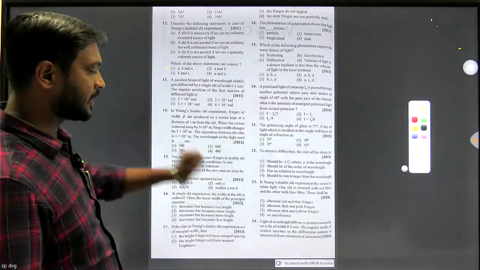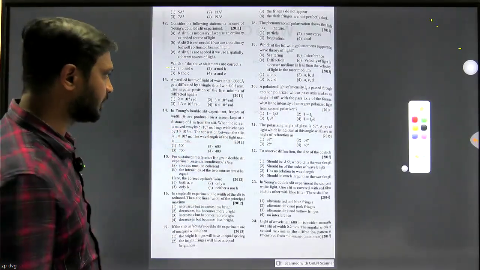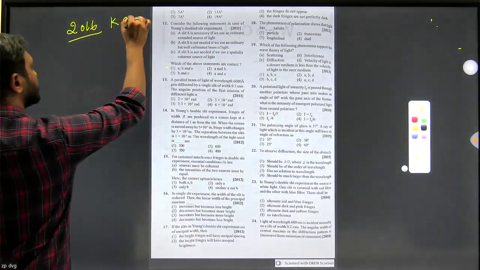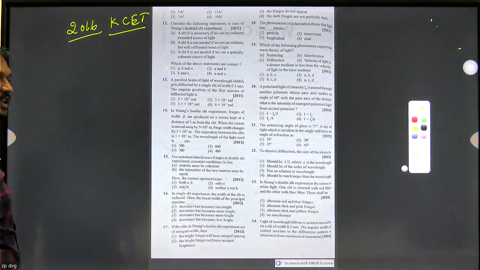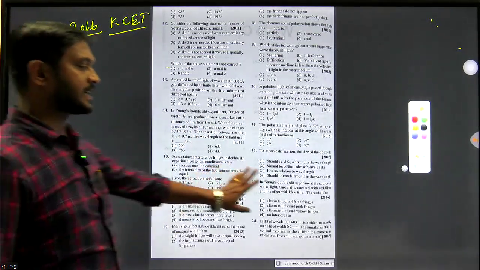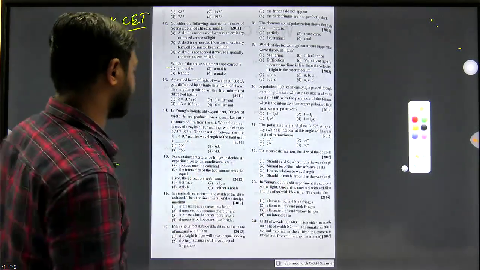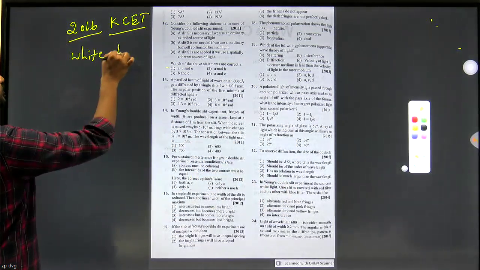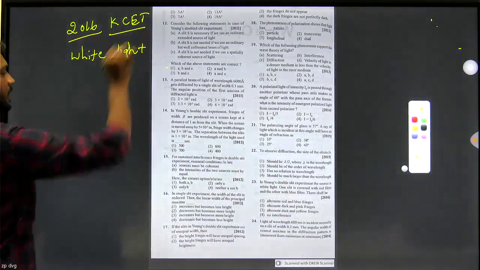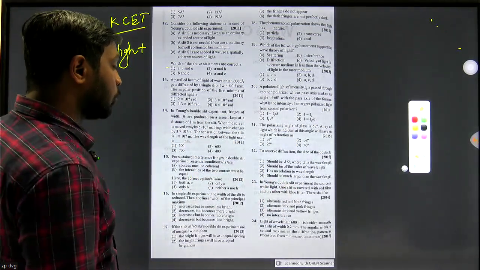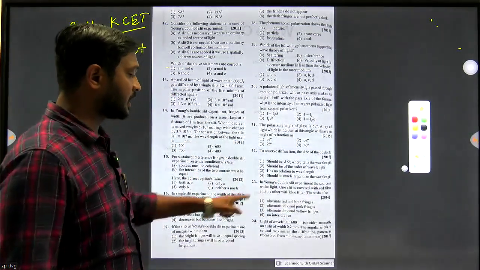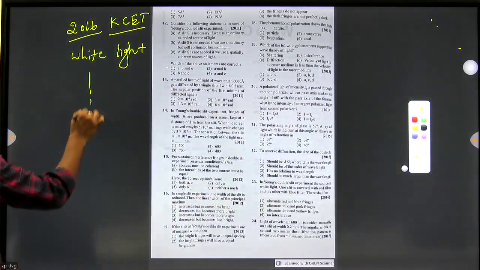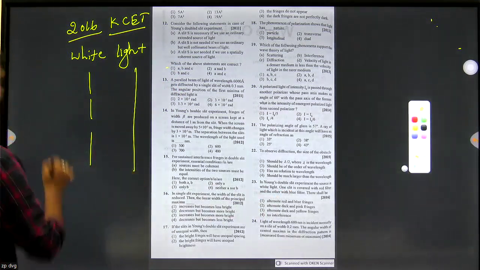The next one is question number 23, from the year 2016 KCET. In Young's double slit experiment, the source is white light. One slit is covered with a red filter and the other with a blue filter. See, this is a Young's double slit experiment.